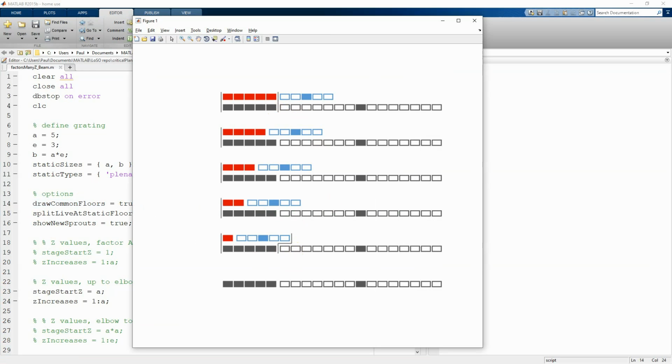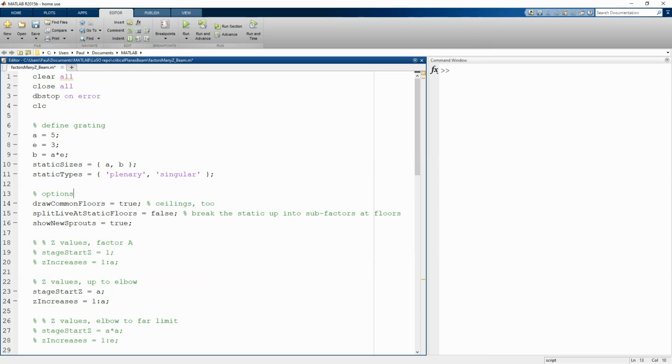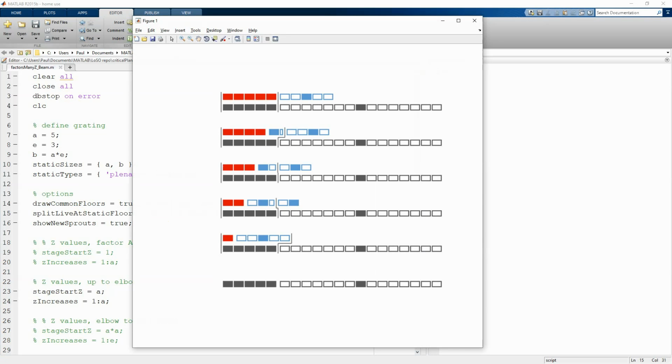Fundamentally, this is because different factors combine multiplicatively, not additively. In a later lecture, we'll start using another type of factor diagram where the sizes are represented logarithmically. Then, this particular quirk will disappear, and the horizontal axis will become a true representation of rank, so no more zigzags. One more option is to split live at static floors. When this is true, it breaks factors up into subfactors so that there's always a common floor for every static factor. This will be very useful later when we study many-slit interference.